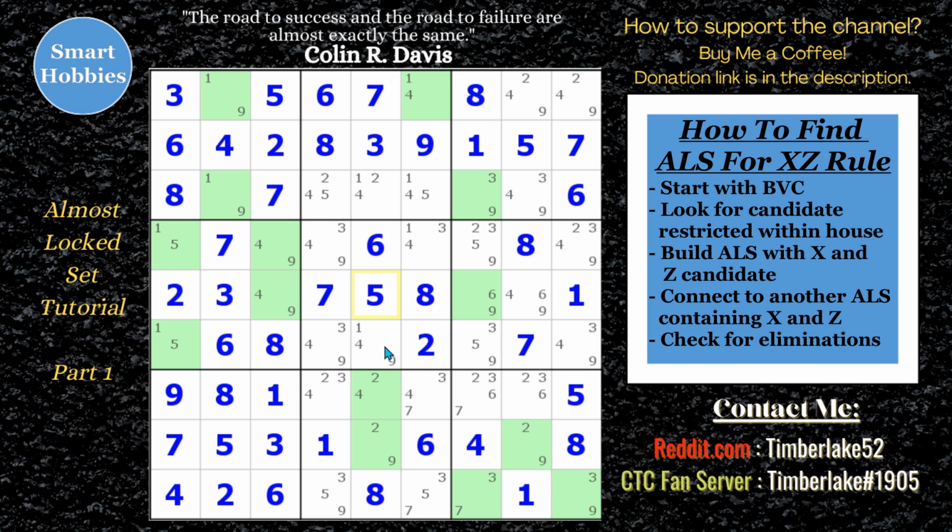But first, I want to come down here. You'll notice there's a 2, 4, and a 2, 9, and you'll notice there's a lot of 3, 4, 9s working here in block 5 and down here at block 8. And so let's focus on this cell right here.